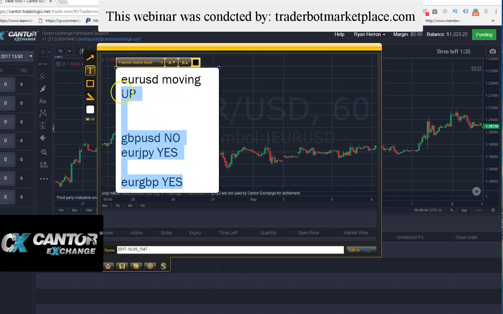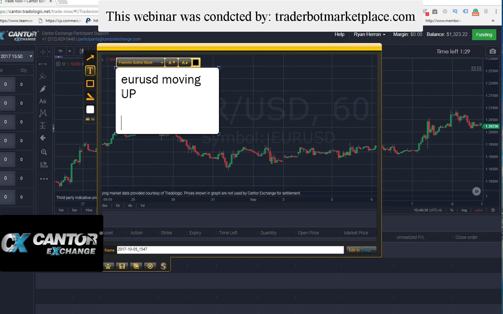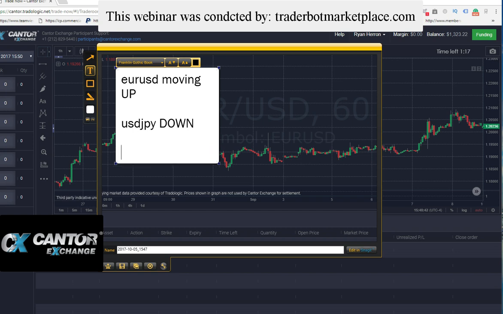However, let's say that the Euro USD was moving up. Go take a look at other charts. Let's say the USD Yen was moving down, and let's also say that the USD CAD was also moving down. Do you know what the driving force in the market is? It would be the USD. The USD would be the driving force in the market, whether it be a news release, something like that. That's another way you can gauge your market direction.